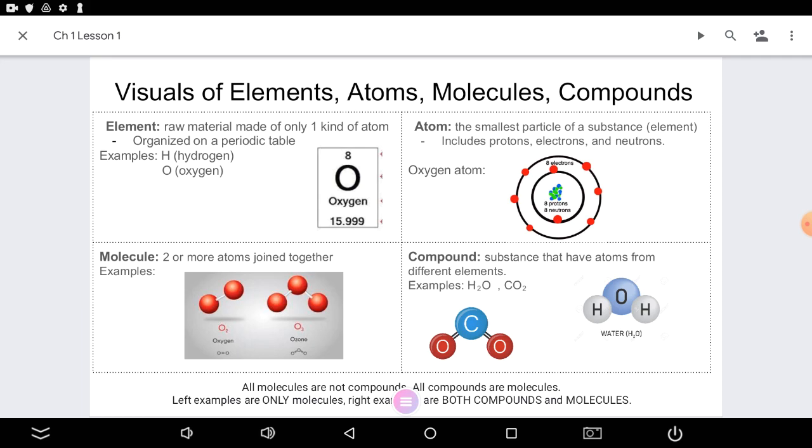Now, molecule and compound, it gets a little bit fuzzy. A molecule is two or more atoms joined together. We know what an atom is. If there are two atoms joined together, it's a molecule. So like here, it shows us O2, which means two oxygen atoms joined together. O3, we actually call ozone, that is three oxygen atoms joined together. Since it's more than one oxygen atom, it is considered a molecule. So like O2, O3.